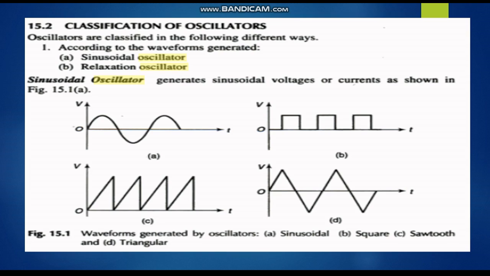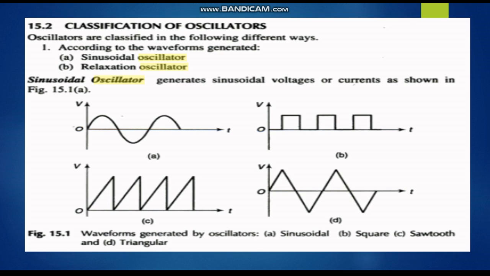L is for inductance, C for capacitance, and similarly for RC, R is for resistance and C for capacitance. Based on the output waveform, which we already saw, there are sinusoidal and non-sinusoidal oscillators. Non-sinusoidal oscillators include triangular, rectangular, square and sawtooth. Next, based on the circuit components, oscillators using resistance and capacitance are called RC oscillators, while oscillators using inductance and capacitance are called LC oscillators. In some oscillators a crystal is used, which are called crystal oscillators.